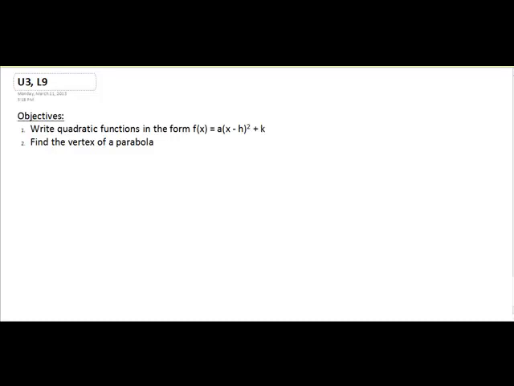All right, Unit 3, Lesson 9, you have made it to the final lesson of the course. Congrats to you. We have two objectives. We are going to write quadratic functions in that form that we graphed them in last lesson. And then we are going to find the vertex of a parabola. I'm actually going to do this backwards. I'm going to start with the second objective, because it's the quicker one.